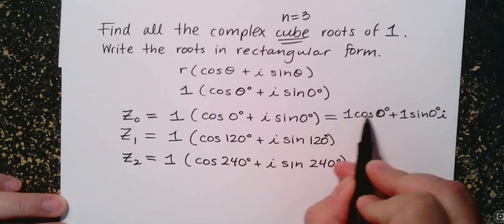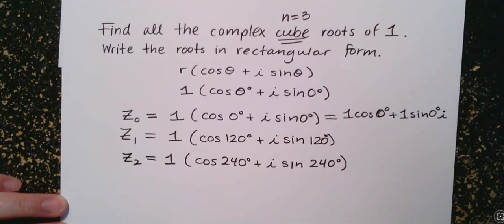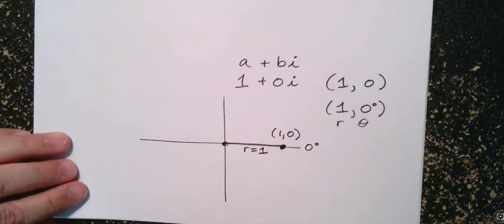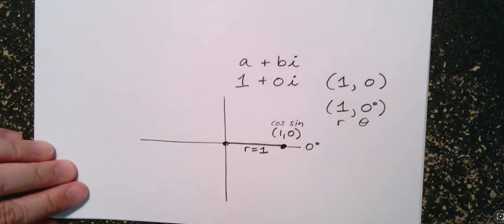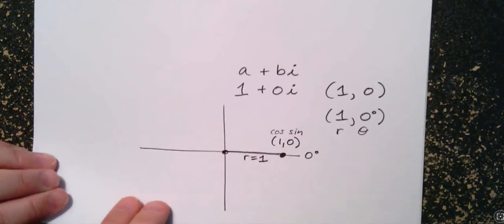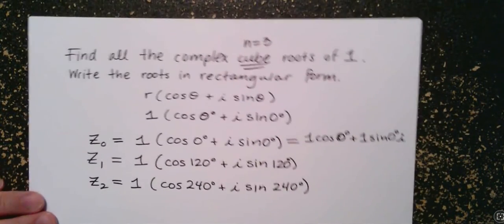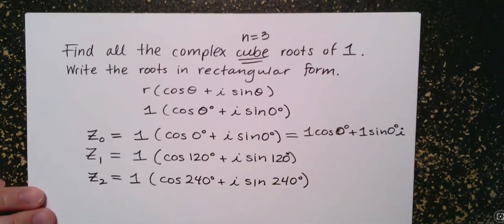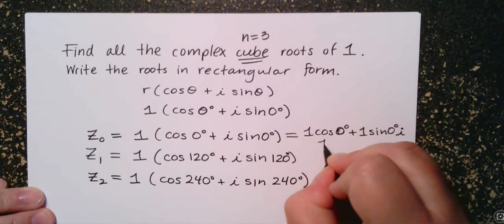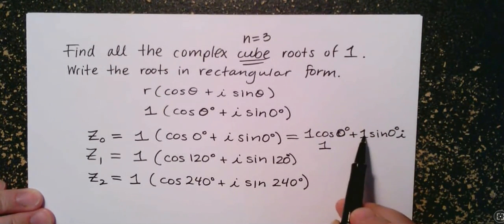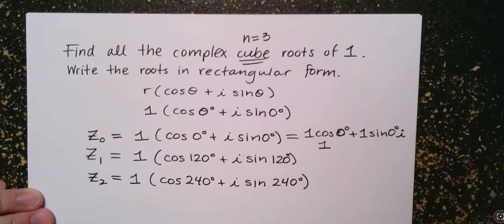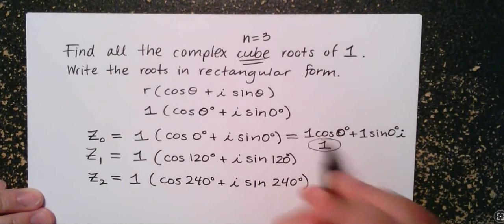So my a, 1 times cosine 0, the cosine of 0 degrees is 1. Remember that cosine and sine are what happen when we have our rotational angles there. So cosine of 0 degrees is 1. So 1 times 1 is 1. So this is 1 plus, and the sine of 0 degrees is 0. 1 times 0 times i is just going to be 0, so there's my first answer.